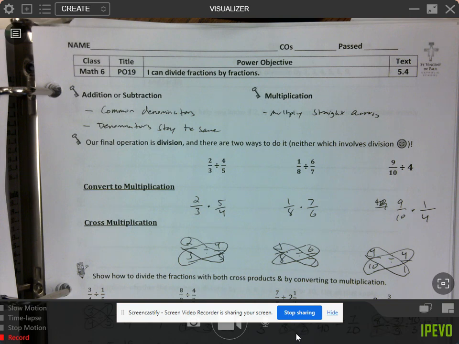Okay, so this is our last objective before our test. So we're correcting the last objective. We'll do a review, making our help sheet, and then next week we are testing. So we need to make sure we're ready for that.